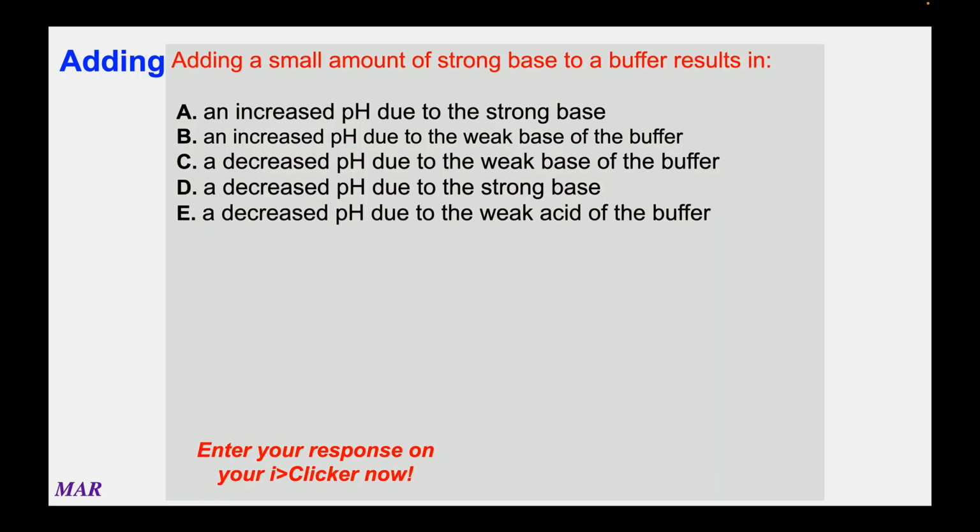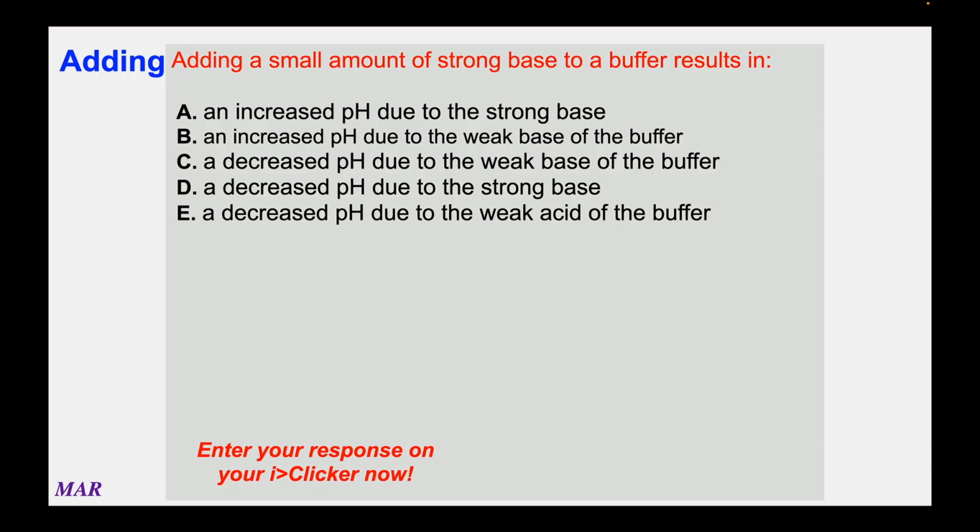So here's a question to think about buffers. We're adding a small amount of strong base to a buffer, okay? Now, strong bases will make your pH go up. You'll have an increase in pH. So it's not going to decrease. C, D, and E would be acid problems, not base things, okay?